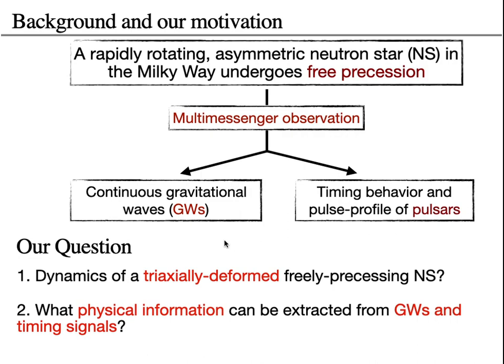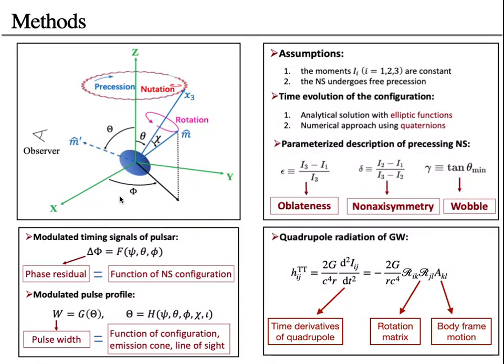So in this work, we want to know how a triaxially deformed freely precessing neutron star moves, and what physical information can be extracted from gravitational waves and timing signals. Here is the configuration and kinematics of a freely precessing triaxially deformed neutron star.